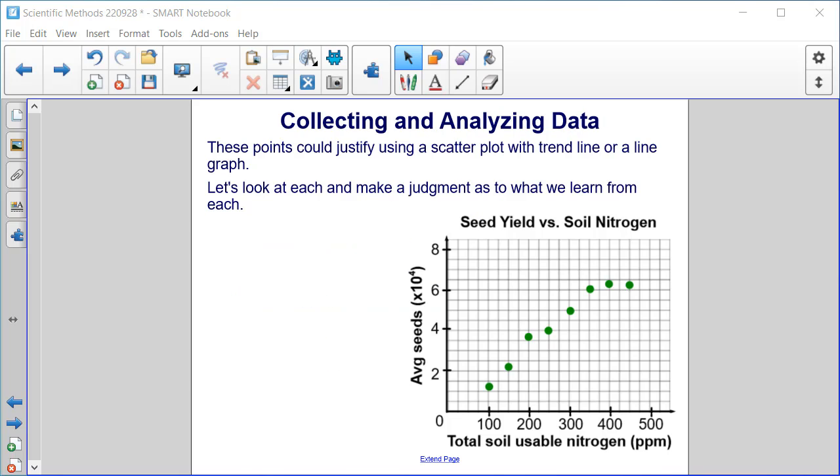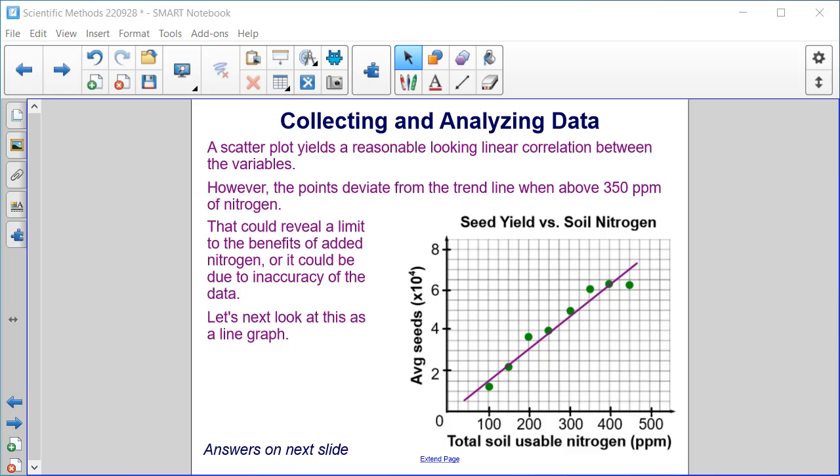I've shown on a scatter plot here total soil usable nitrogen in parts per million on the x-axis and average seeds per plant on the y-axis. These points could justify using a scatter plot with a trend line or a line graph. Let's look at each and make a judgment as to what we learn from each.